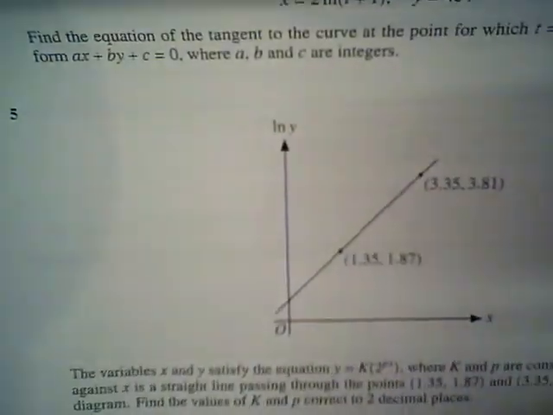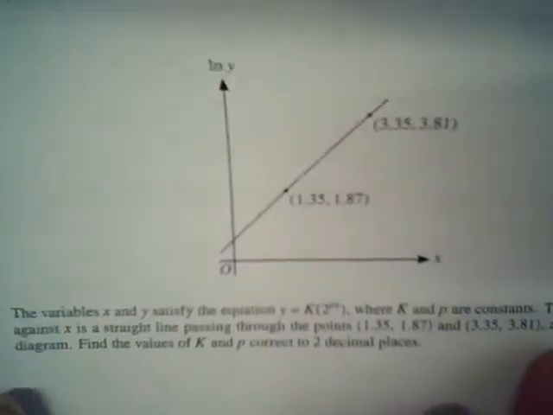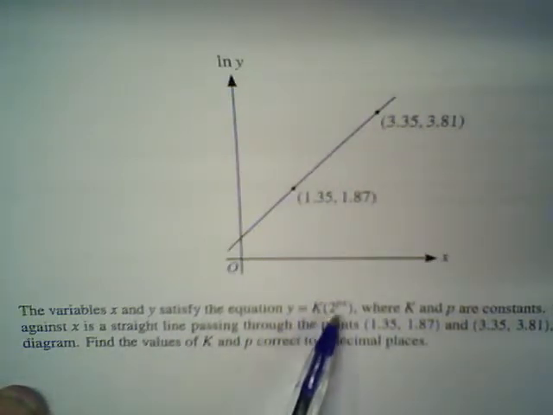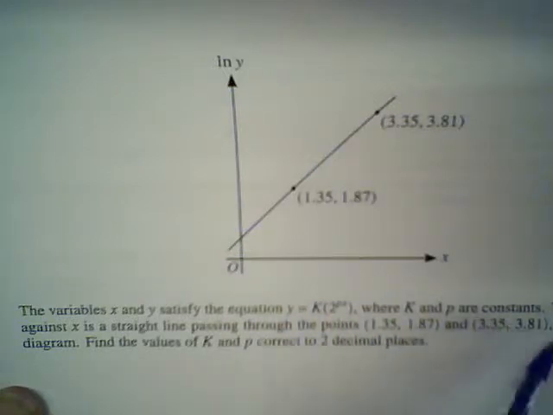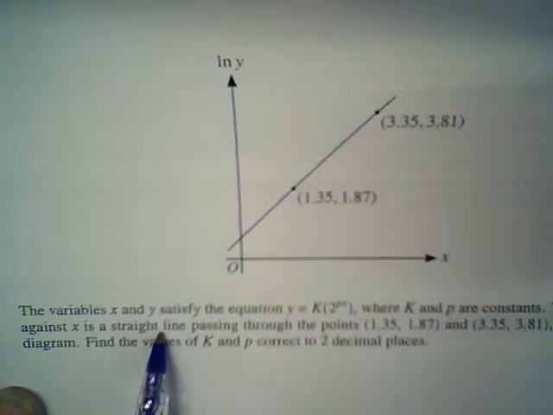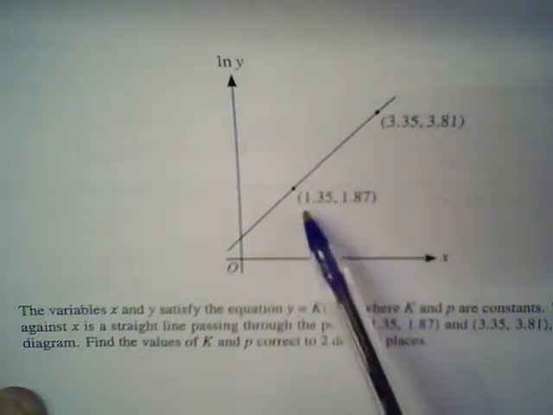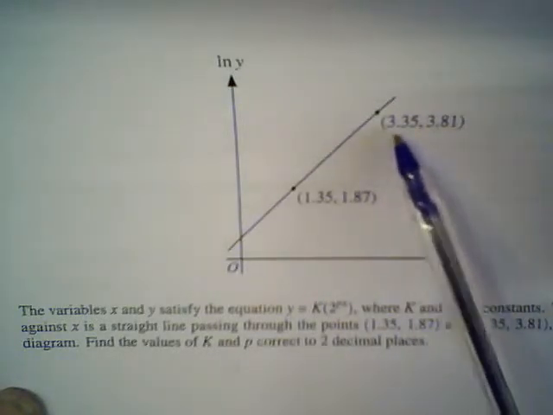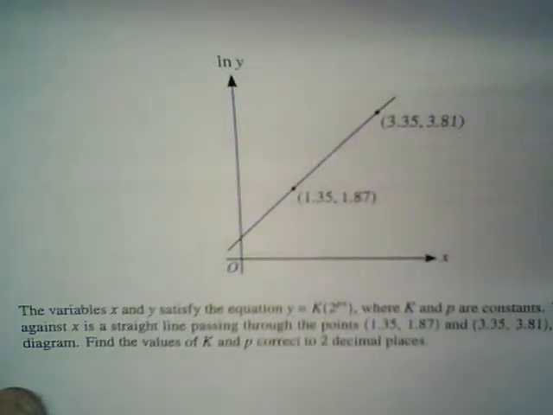Concentrate. Okay. Question 5. Question 5 is a straight line on a natural log axis. They tell us the variables x and y satisfy the equation y equals k times 2 to the power px, where k and p are constants. The graph of natural log y against x is a straight line passing through the points (1.35, 1.87) and also through (3.35, 3.81), as shown in the diagram. Find the values of p and k correct to two decimal places.